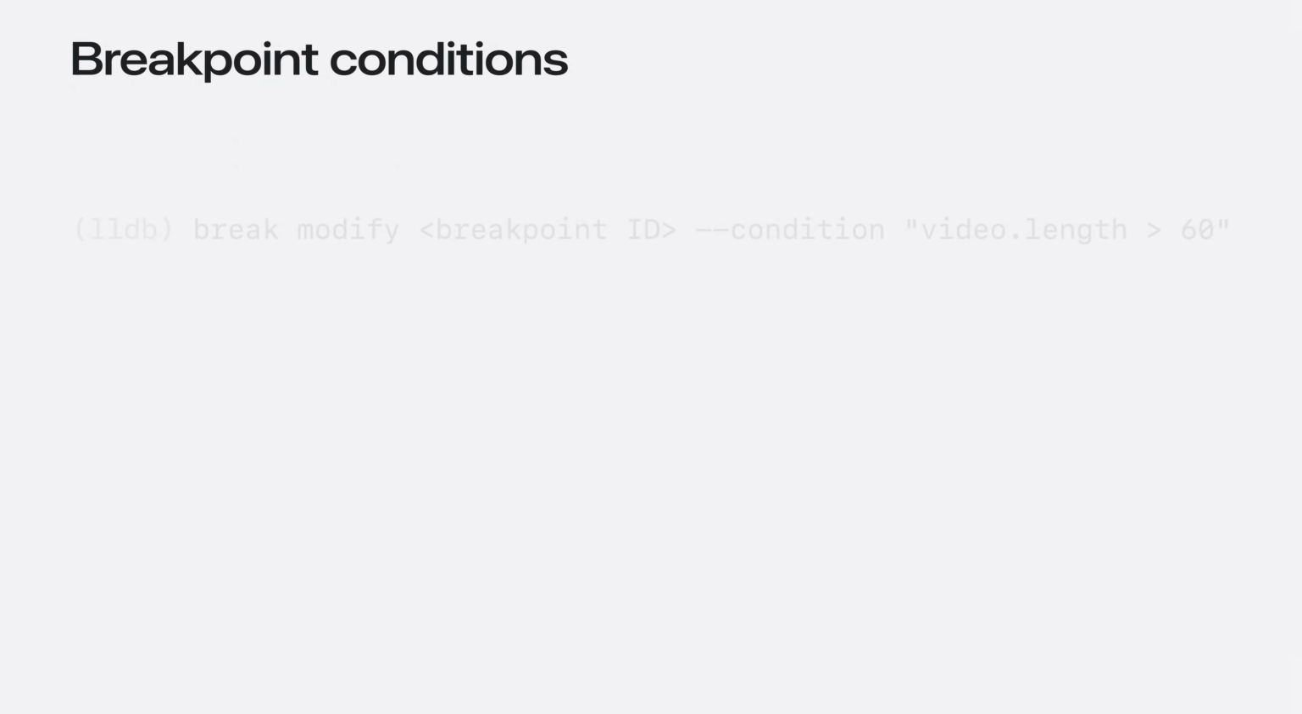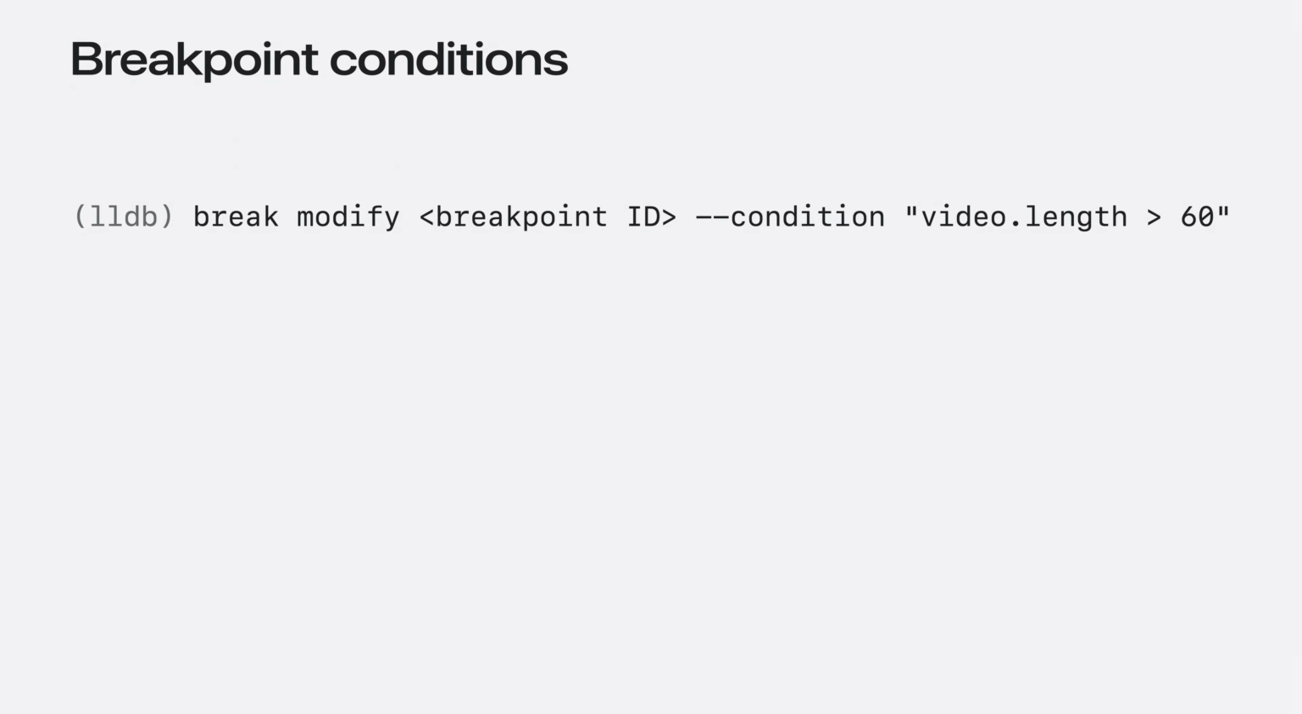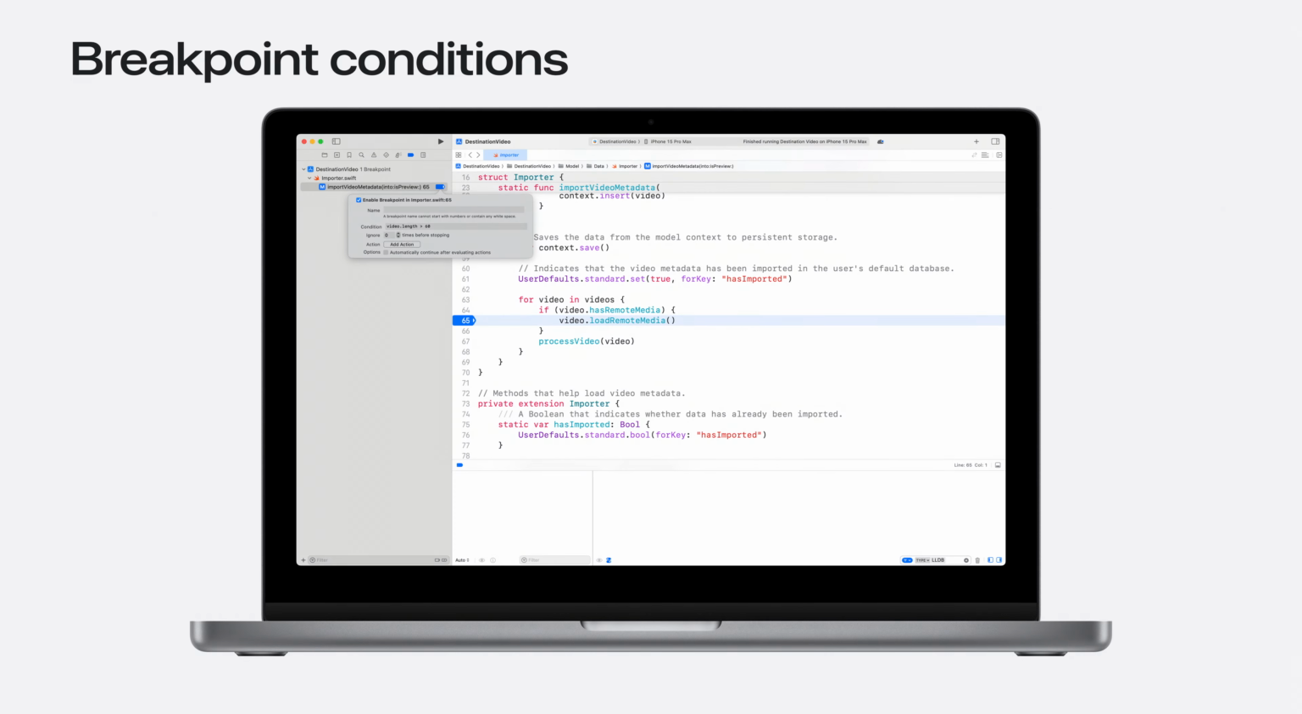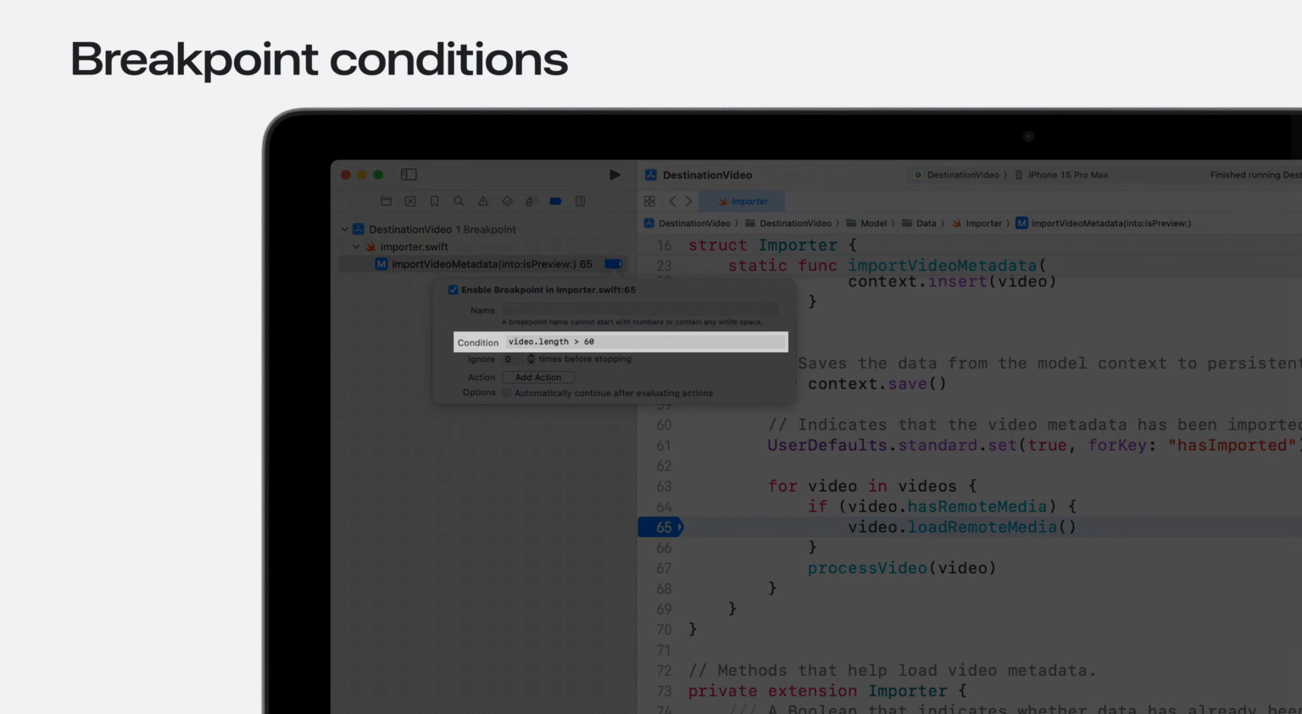On the command line, we would use the breakModify command, providing it with a breakpoint ID and a condition. Any code valid on the breakpoint location can be used as the condition expression. In our example, we could modify the breakpoint to only stop the program if the current video is longer than 60 seconds. In Xcode, we would secondary click on the breakpoint, navigate to Edit Breakpoint, and populate the condition field.